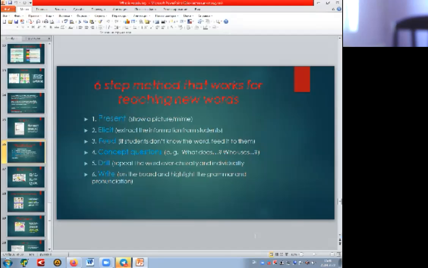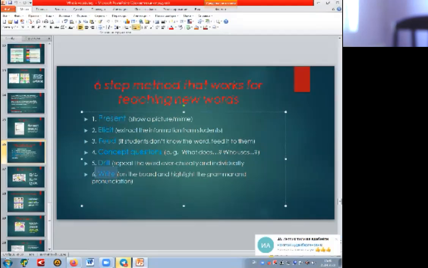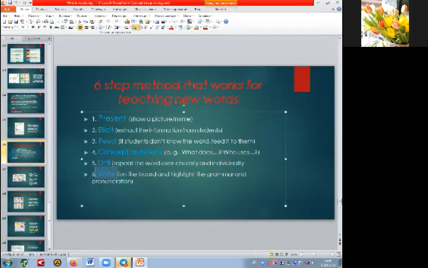And the last one, maybe writing. On the board, not only do you write the word, you may give its transcription or make some examples using this word in a sentence.